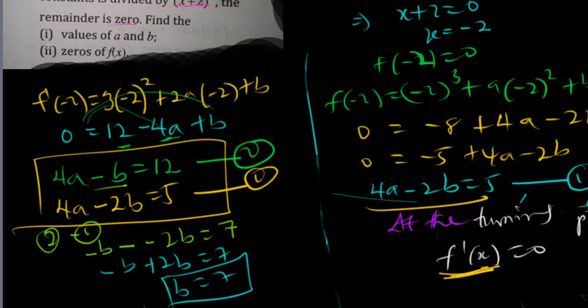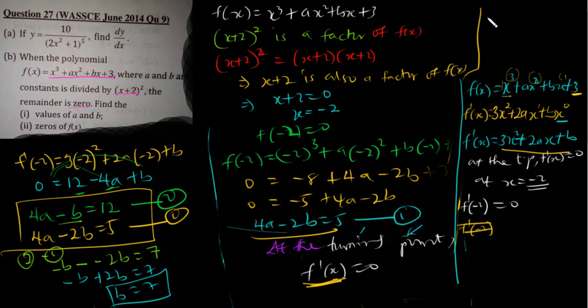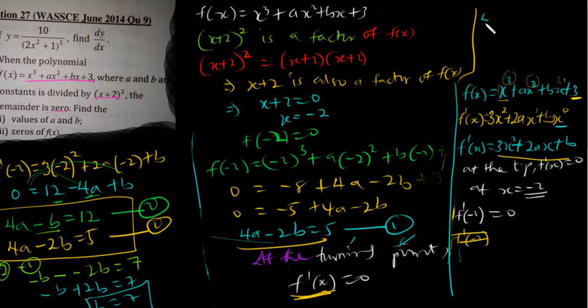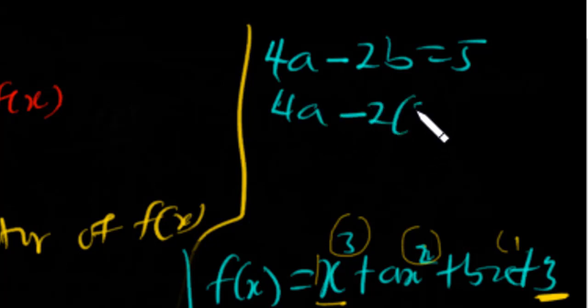And of course, from here, I can find the value of a. So what do you think is the value of a here? All right, let me put b equals 7 in the equations. Let me take equation 1, that one is pretty simple. 4a minus 2b equals 5. I want to find a, but b is 7. So 4a minus 2 times 7 equals 5.